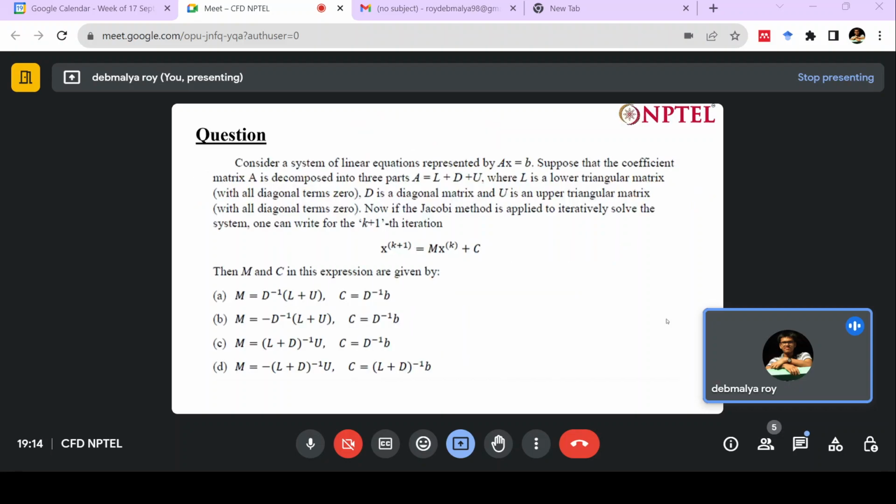So, let's start with the questions. And while discussing the questions, whatever concepts come up, we will discuss that separately.